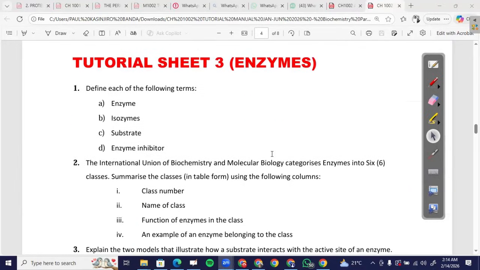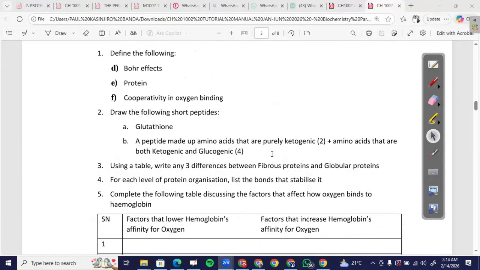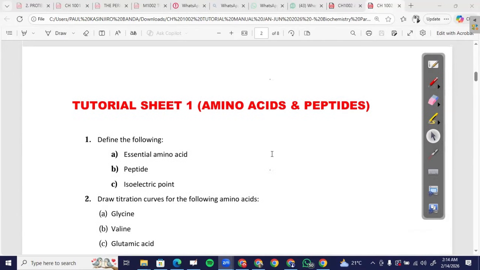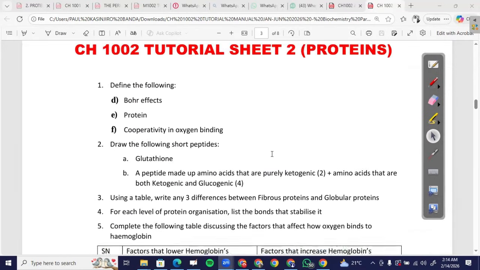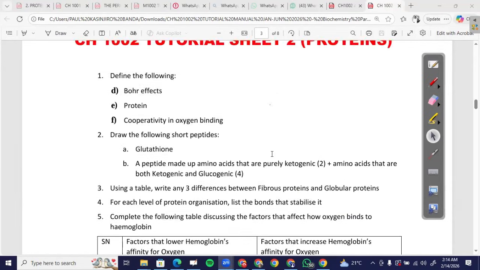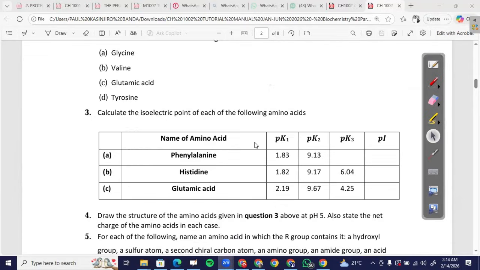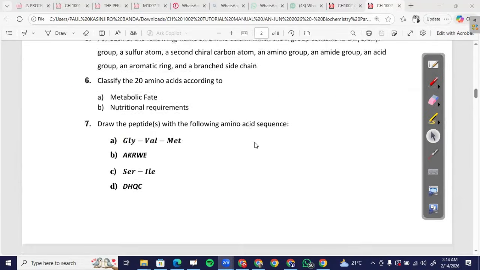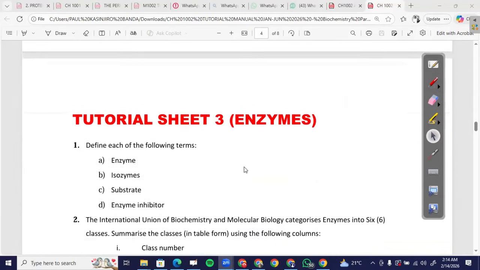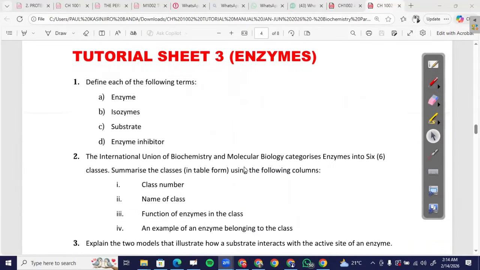So you can see these tutorial sheets here that are attached to this tutorial sheet manual on proteins, on amino acids and peptides. All these tutorial sheets here will actually be solved, and some of them have been solved, like tutorial sheet 1 here, which is on amino acids and peptides, and tutorial sheet 2, which is on proteins. These have been solved together with the assignment, and they're there. Even tutorial sheet 3 has actually been solved.